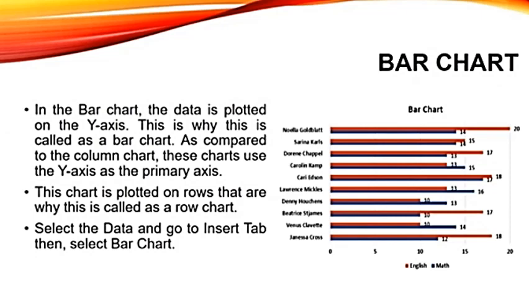Bar chart में क्या है? All the information lies on the y-axis. It's plotted on the y-axis. The bar chart, the data is plotted on the y-axis. This is why this is called as a bar chart. As compared to the column chart, these charts use the y-axis as the primary axis. This chart is plotted on rows that are why this is called a row chart. It is also called a row chart because it represents in the form of row.